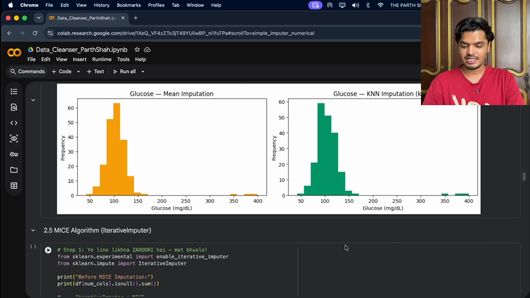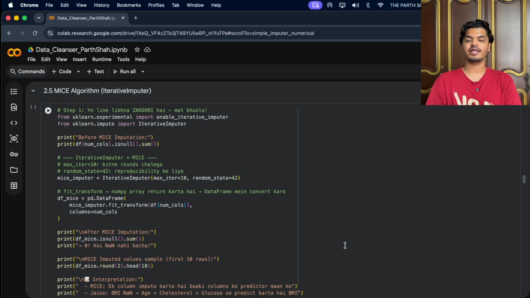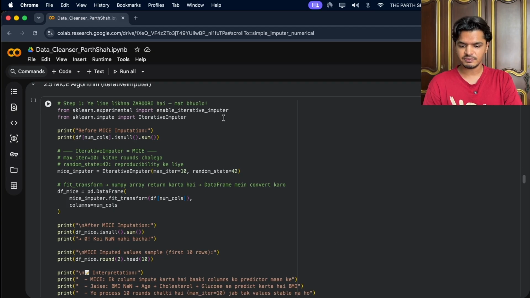Moving forward, the most advanced imputation method that I used is MICE, multiple imputation by chained equations, implemented as IterativeImputer. Important, this first line is mandatory. Without it, importing IterativeImputer will fail with an error. This is an experimental feature that needs to be unlocked explicitly.